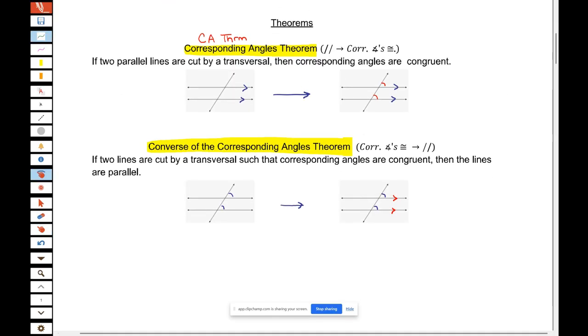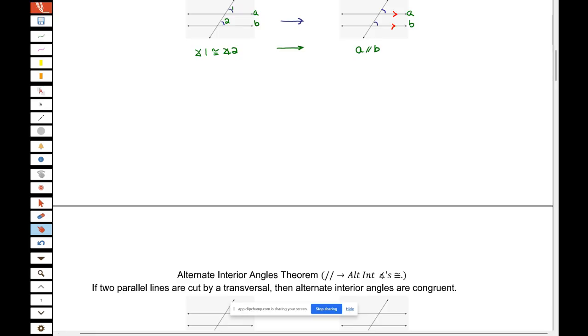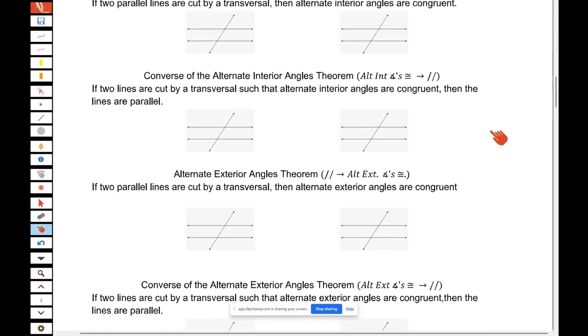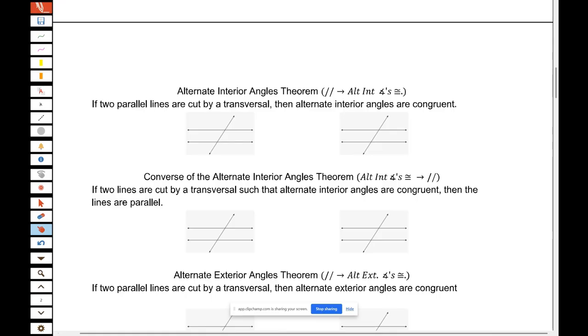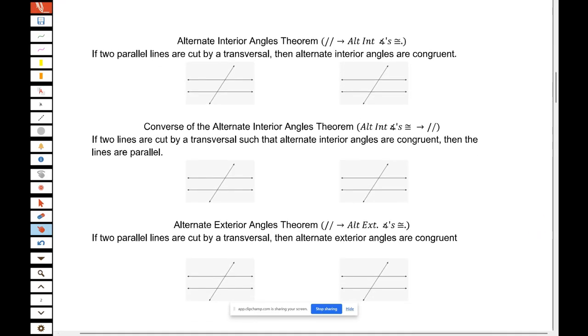So for corresponding angles, if we start with line A parallel to line B, we conclude that angle 1, corresponding angles, is congruent to angle 2. The reverse is true here. If I start with angle 1 congruent to angle 2, then we can conclude that lines A and B are parallel. All right, let's do this. Usually at this point, I let the students break off and do the pictures for the other remaining ones, alternate interior with its converse and alternate exterior with its converse. So I would invite you to stop the video now and fill those in and then come back and check it.